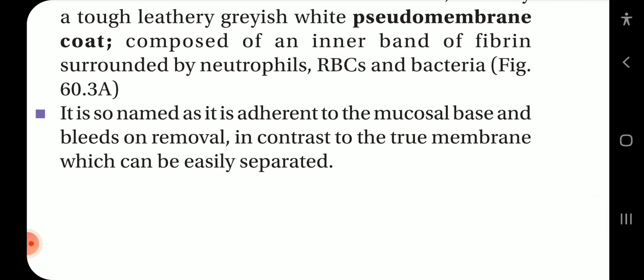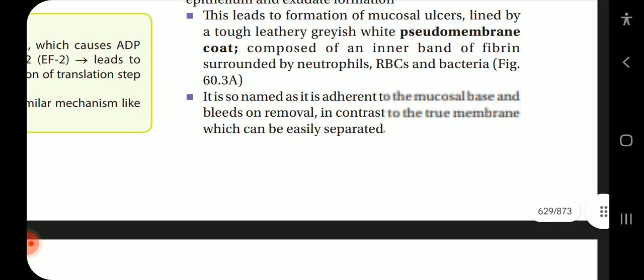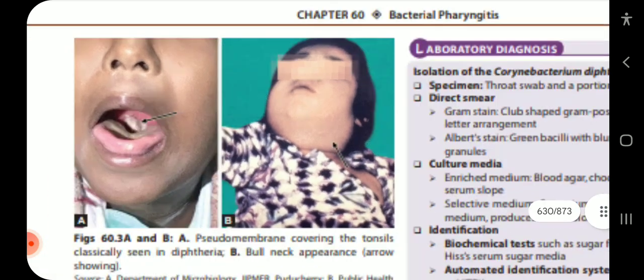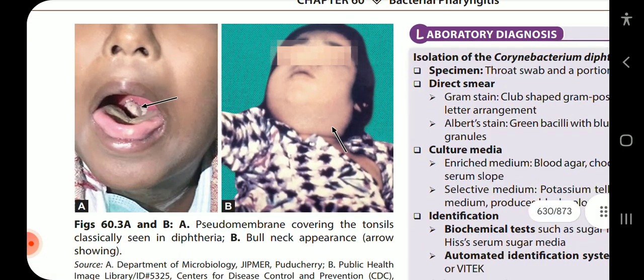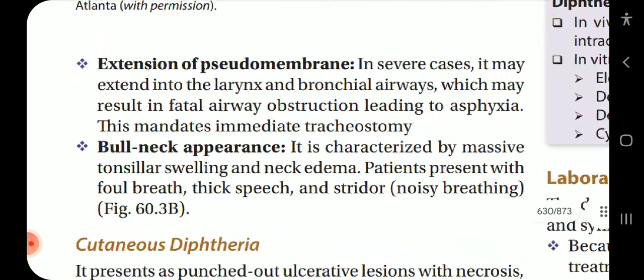It is so named as it is adherent to the mucosal base and bleeds on removal, in contrast to the true membrane, which can easily be separated. In this figure, we can see the pseudomembrane covering the tonsils, characteristically seen in diphtheria, and the bull neck appearance seen in diphtheria as well.